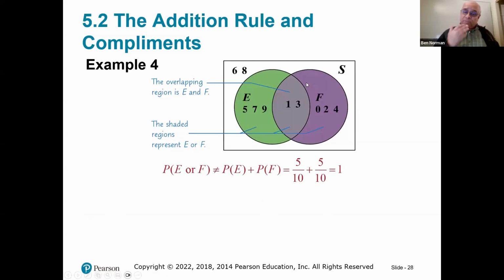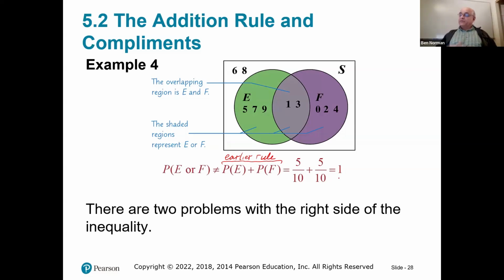Now, if we try to apply the OR rule from earlier, we get something strange. The probability of E or F, using the earlier rule, we get 5/10 plus 5/10. Holy cow. Yeah, because the probability of E, that's going to be the 5, 7, 9, 1, and 3. All of those are in E, so that's 5/10. Well, that's 1, 3, 0, 2, 4 because all of those are part of F. So we get 5/10 plus 5/10, which gives 1.